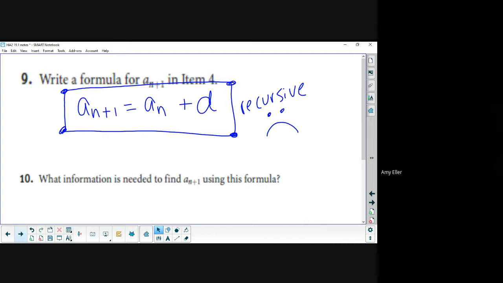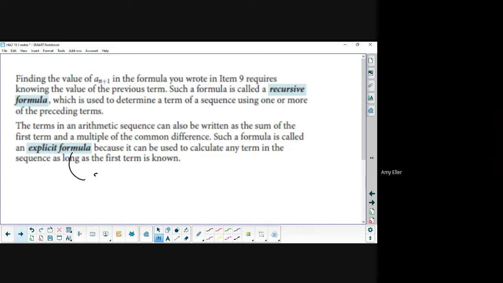Next paragraph. The terms in an arithmetic sequence can also be written as the sum of the first term and a multiple of the common difference. Such a formula is called an explicit formula. We like those. Put a smiley face by the word explicit. Recursive, that's a no-go. These new ones are called an explicit formula because it can be used to calculate any term in the sequence as long as the first term is known.